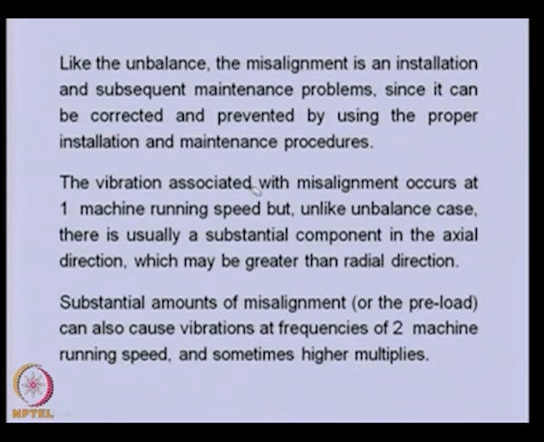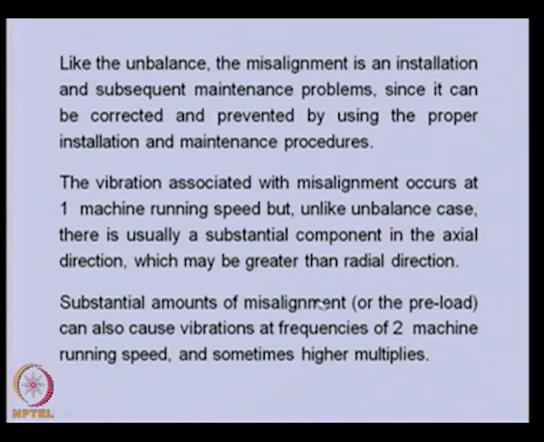The vibration associated with misalignment occurs at one times machine running speed, but unlike the unbalance case, there is usually a substantial component in the axial direction, which may be greater than the radial direction. So, apart from the radial vibration, we can have axial vibration in this particular case when the misalignment is present, which is not there in the case of unbalance. In unbalance, only pure radial vibrations will take place.